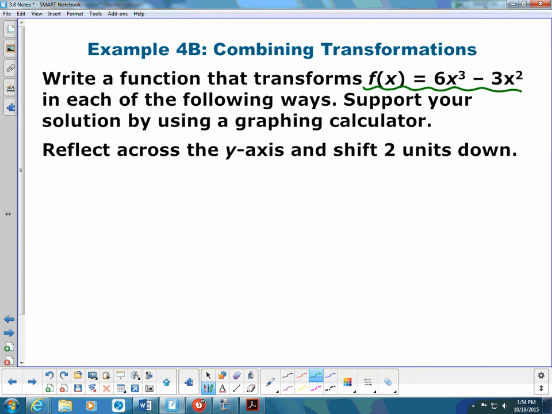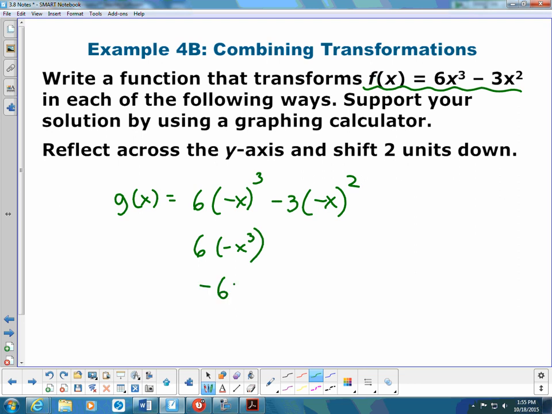So to make our function, let's do the transformation where we're going to reflect over the y-axis first. So we're going to have 6 times opposite of x cubed minus 3 times opposite of x quantity squared. And I know that if I do opposite of x times itself 3 times, I will get a negative x cubed. So that's going to give me a negative 6x cubed here. And the negative x times negative x is a positive x squared, but multiplied by a negative 3 is going to give me a negative 3x squared.